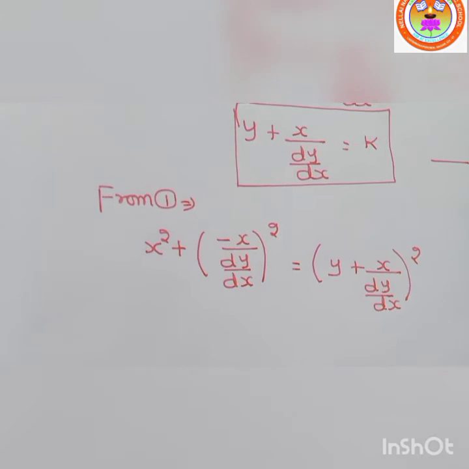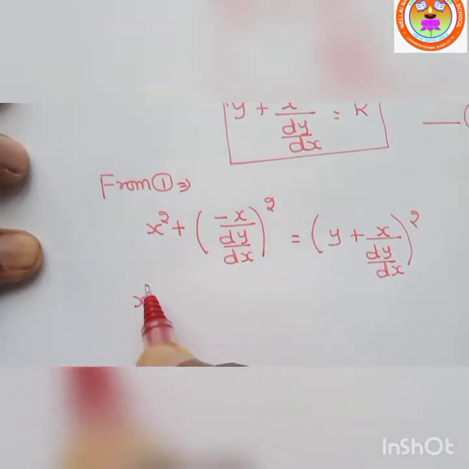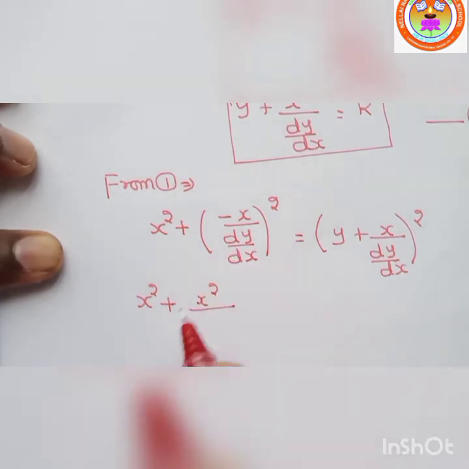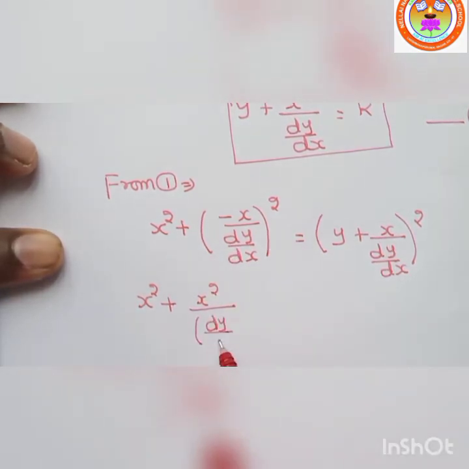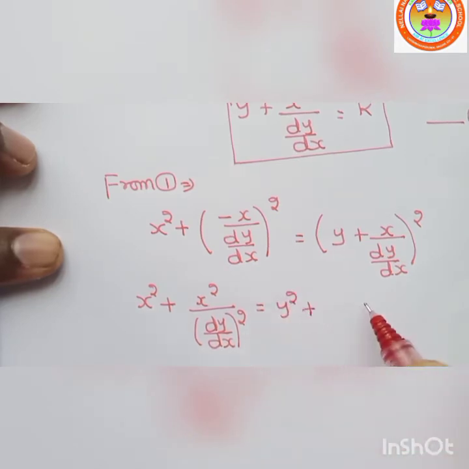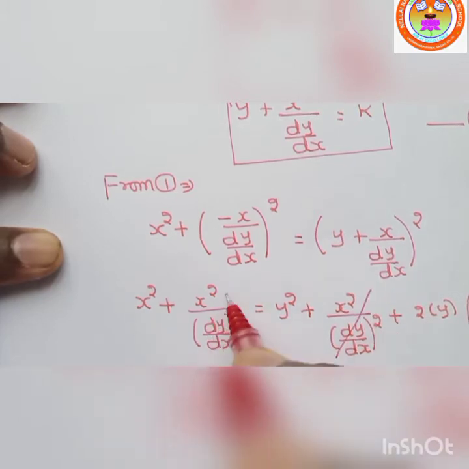Now just expand. x square plus y plus x by dy by dx the whole square. It is in the form of (a plus b) the whole square: a square plus b square plus 2ab. So these two terms get cancelled.